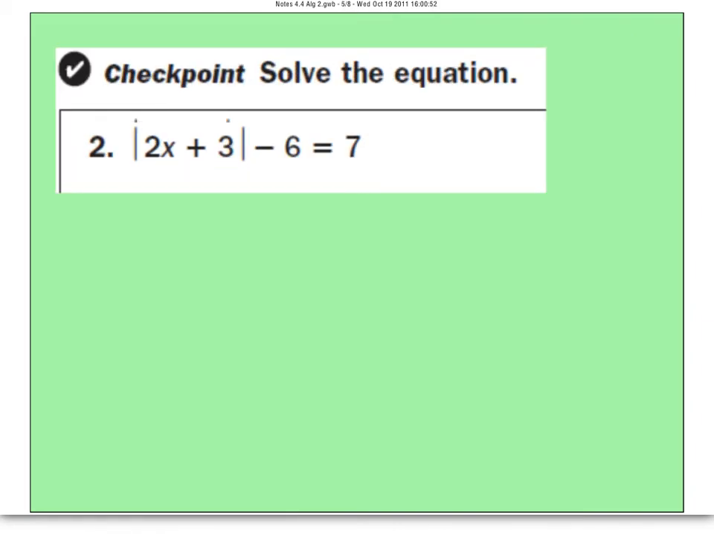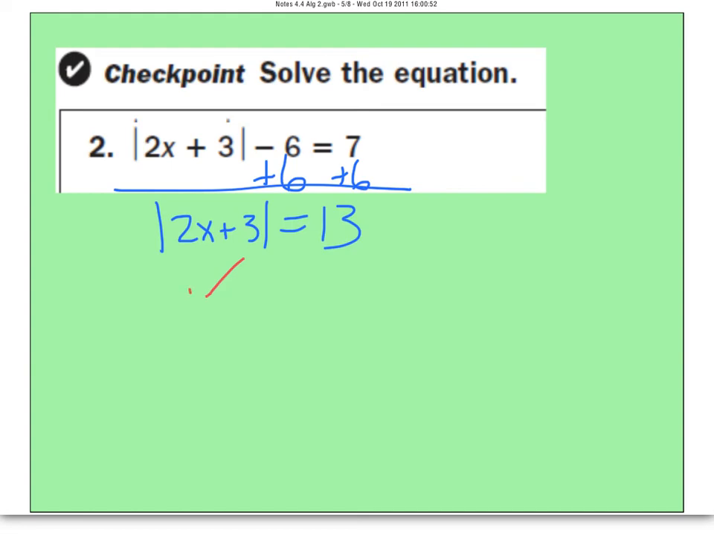If you wanted to try another one, again, be careful. Do not break this one up first. You must bring that 6 over so that it looks like the absolute value of 2x plus 3 equals 13. Now you can break it up into its two equations, 2x plus 3 equals 13, and then 2x plus 3 equals negative 13.